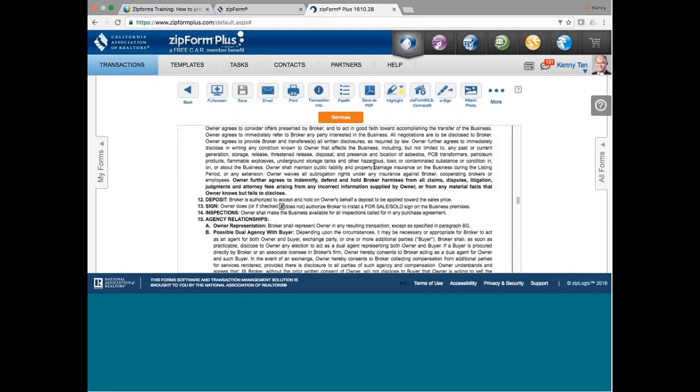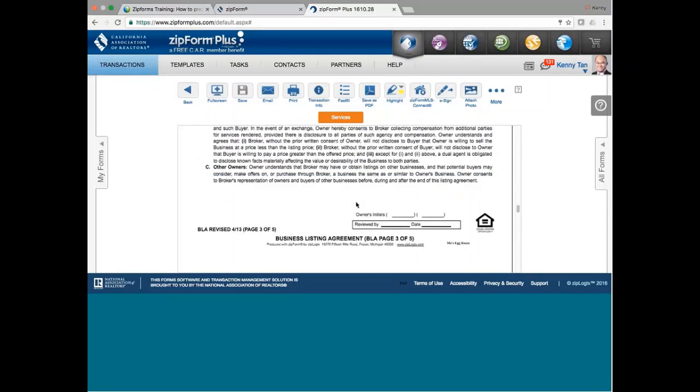In this case, he did not want a for sale sign on the property. Sometimes you don't want a for sale sign on the property because you don't want the employees to know, right? I think sometimes it may affect the morale of the employees. So you don't want to put a for sale sign on the property, okay?